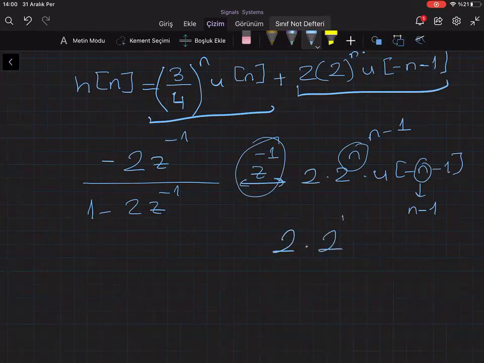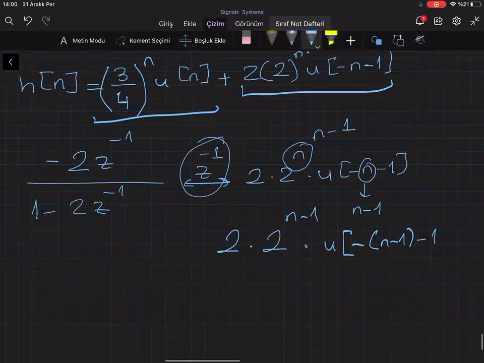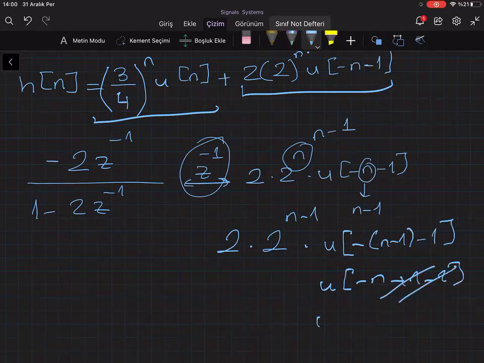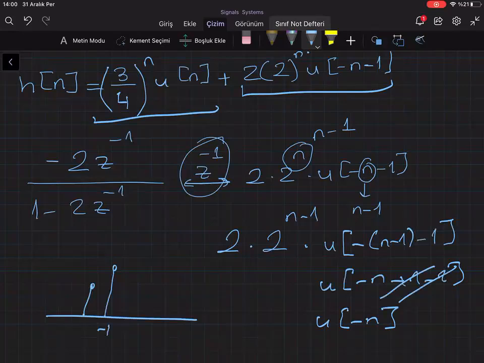2 times 2 to the power n minus 1 times u of minus n minus 1 minus 1. So u of minus n plus 1 minus 1, so it will be u of minus n. If you remember, if it is like from minus 1, minus 2, minus 3, and it is shifted once to the right, it should start from here, from 0, as it is here.